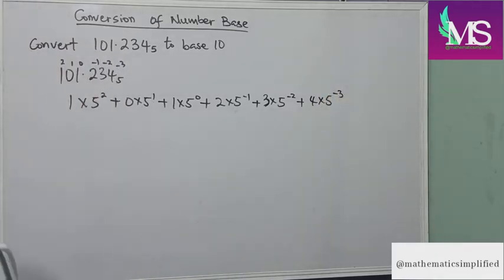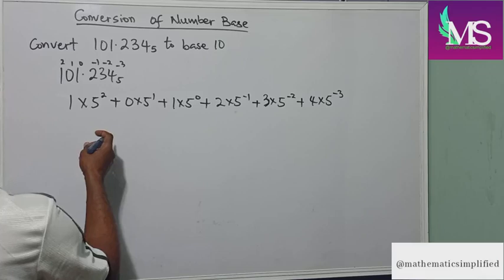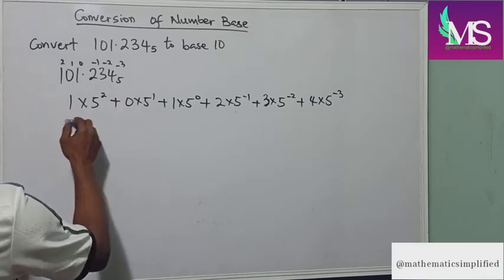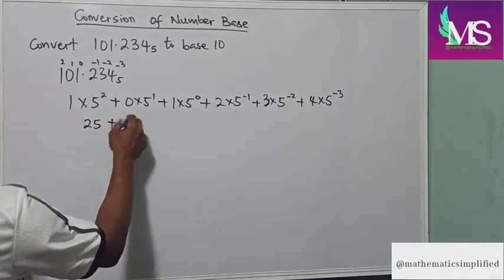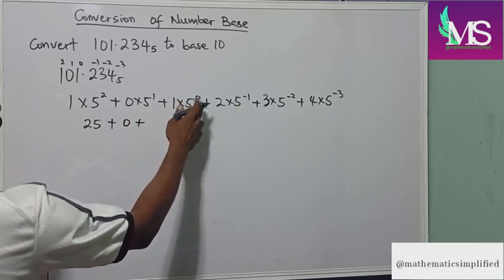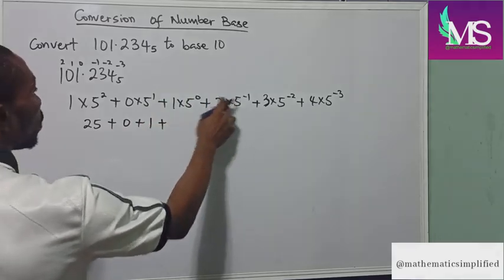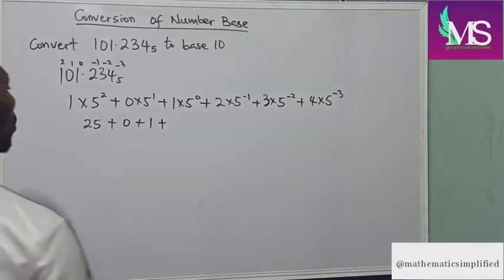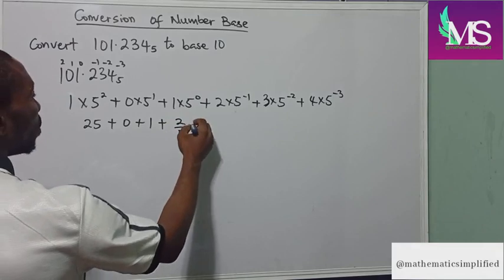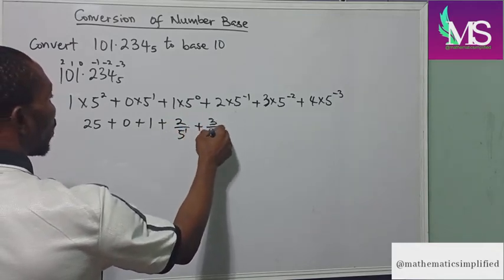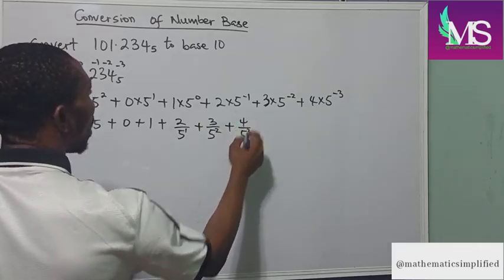Okay, now we can put this as 5 times 5 is 25, right? Which gives us 25 times 1 is 25 plus 0 times 5, 0 plus anything raised to power 0 is 1. 1 times 1, 1 plus, now this we can put in fractions. Okay, this will become 2 over 5 raised to power 1 plus 3 over 5 raised to power 2 plus 4 over 5 raised to power 3.